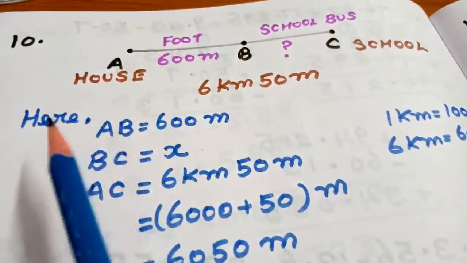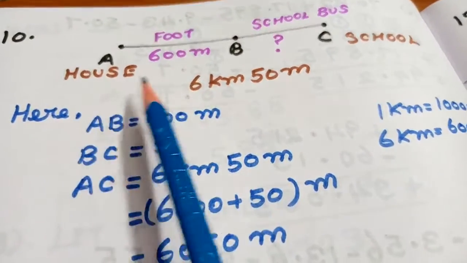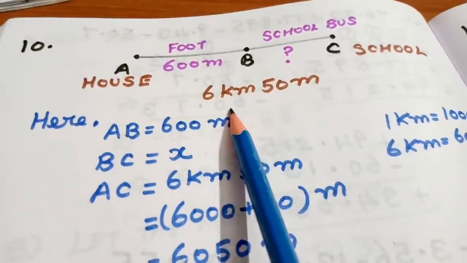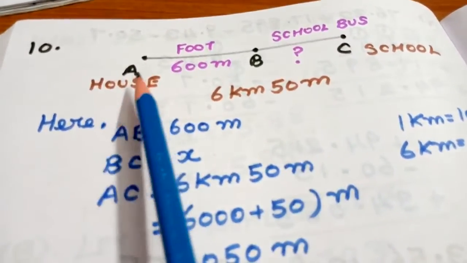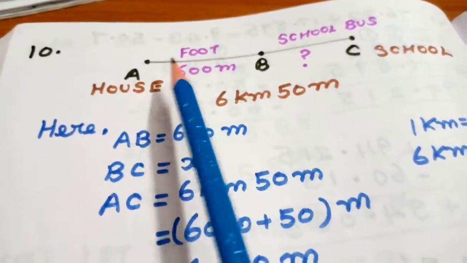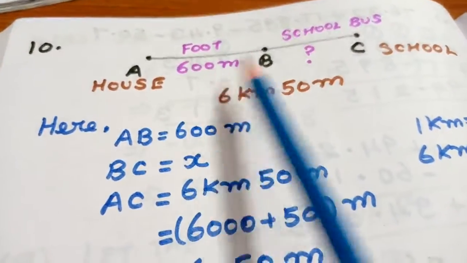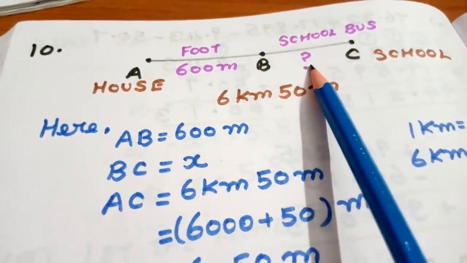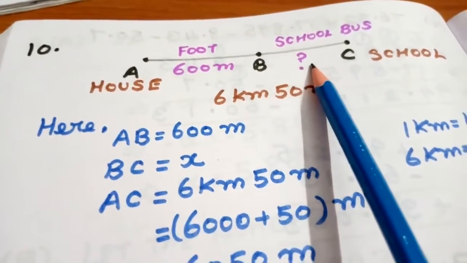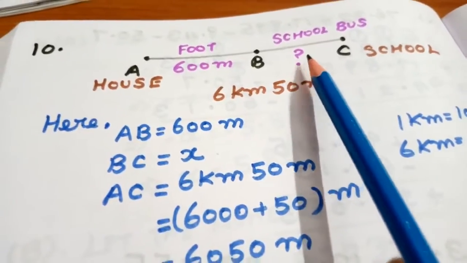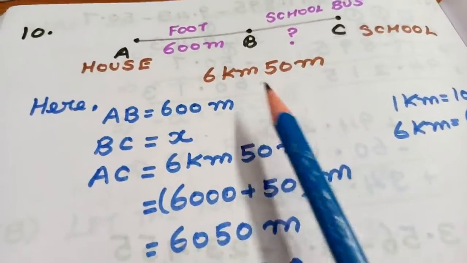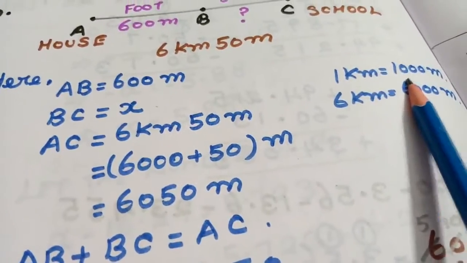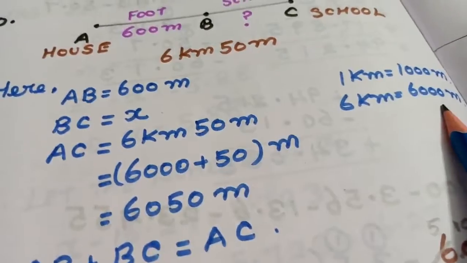So what I am doing here is, total A to C you are having the distance as 6 km 50 meter. From A to B, walking on foot is 600 meter. B to C by school bus. We don't know what the distance is that she is traveling by school bus, so we are going to find this out. Before that, we are going to convert this kilometer into meter.